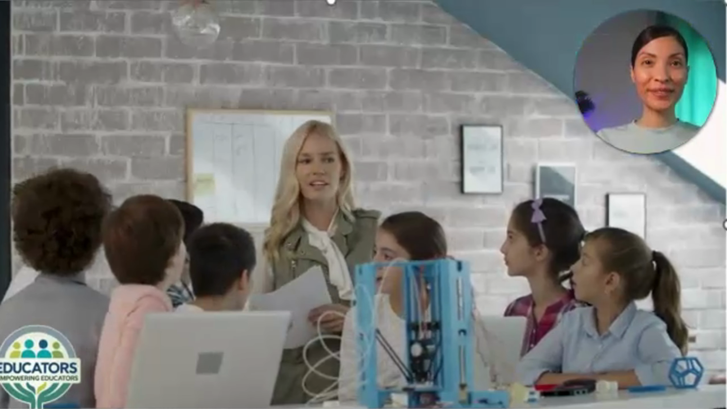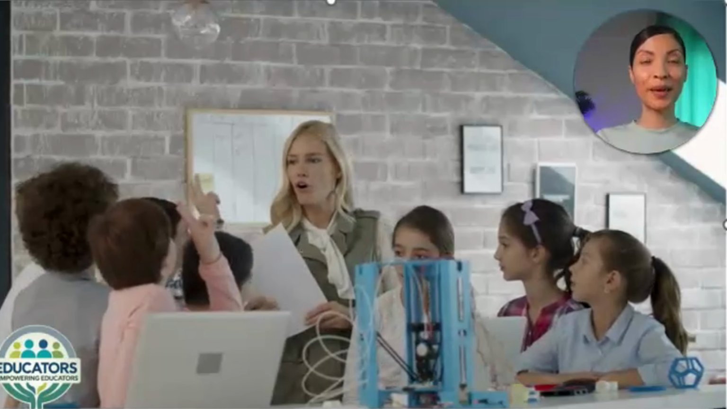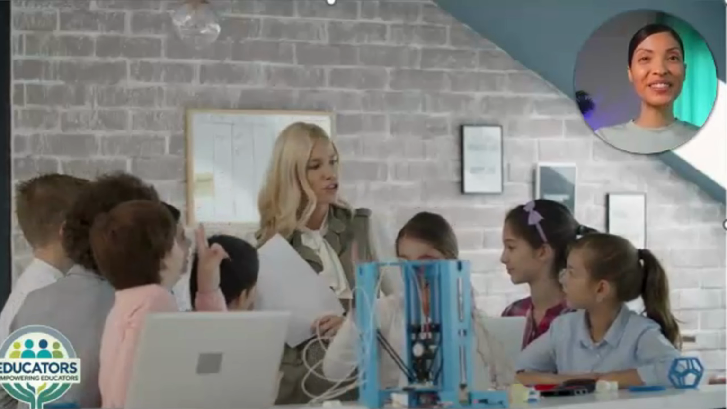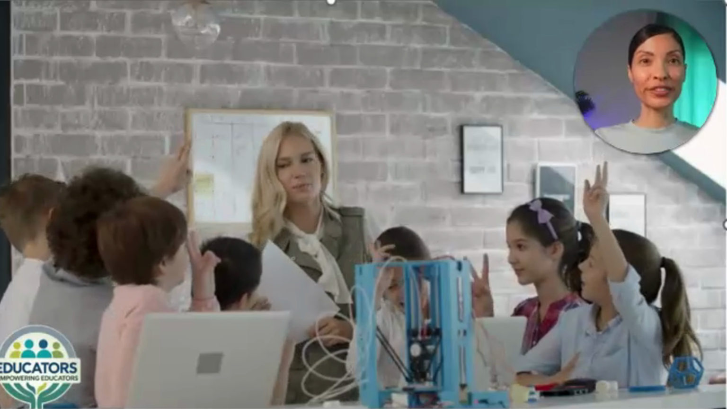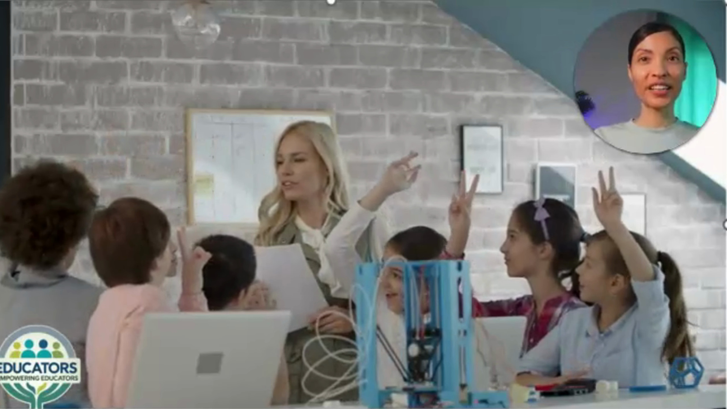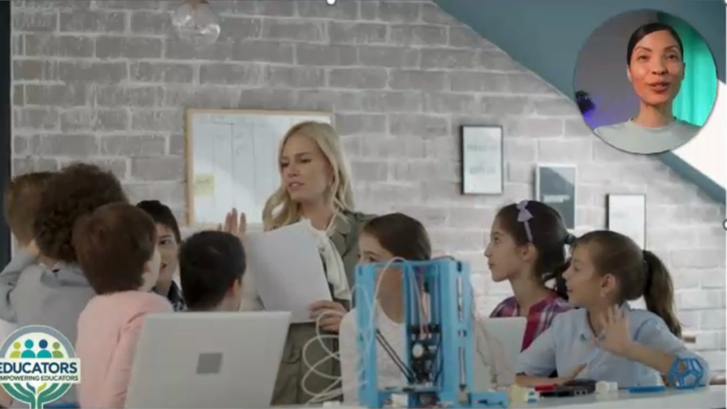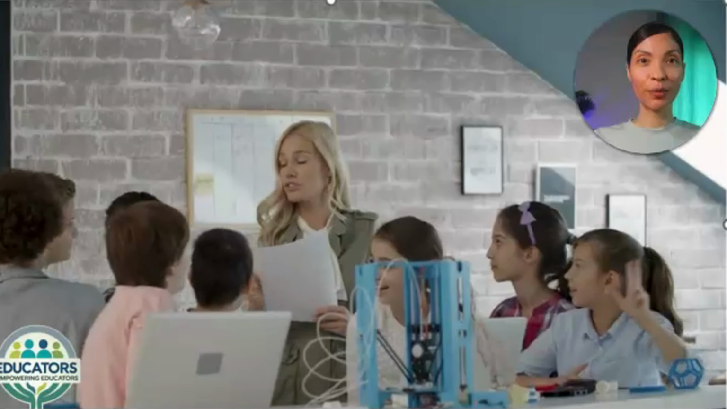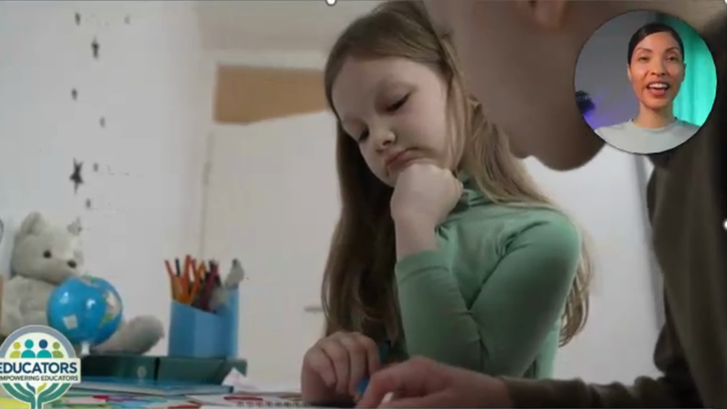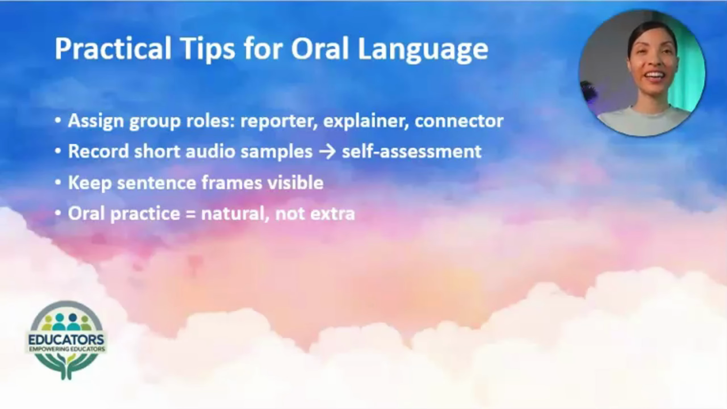Ready for some quick tips? Here are 3 simple ways to embed oral practice. Tip number 1, assign group roles like reporter, explainer, or connector, so every student has a speaking part. Tip number 2, record short audio samples so students can self-assess and hear their growth over time. And tip number 3, keep sentence frames visible. Students shouldn't have to guess at how to start. These strategies make oral practice a natural part of the day, not an extra add-on.